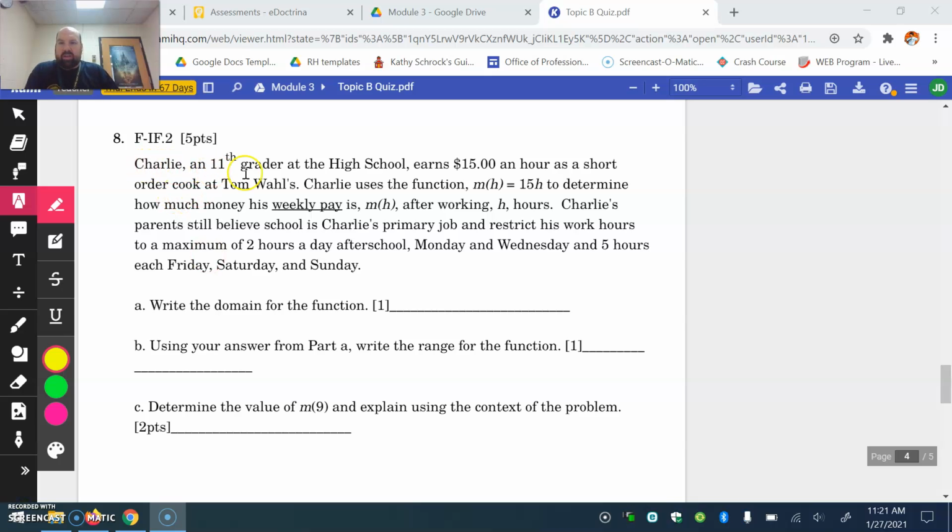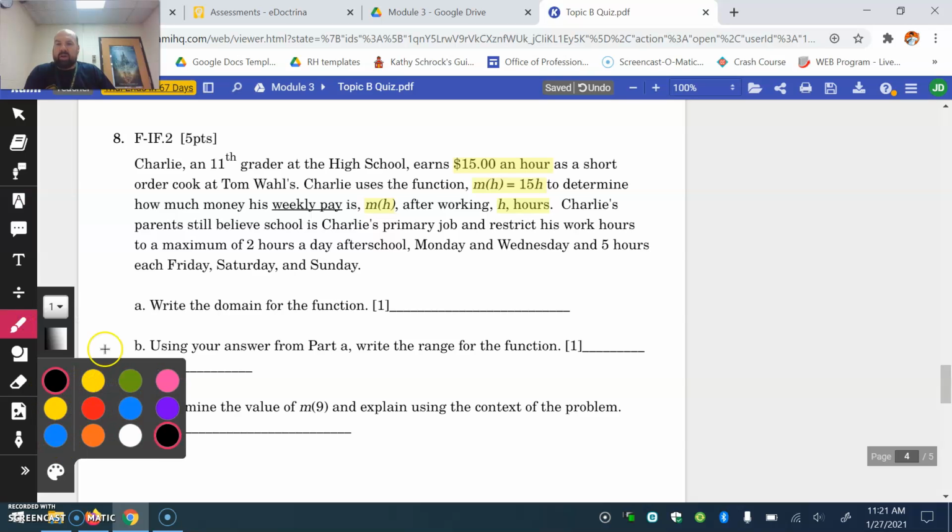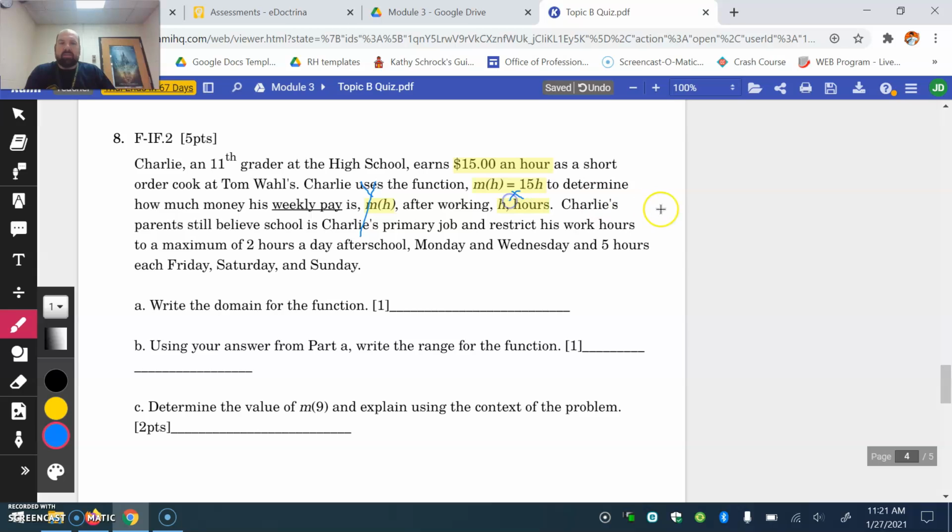Okay, question 8. Charlie, an 11th grader at the high school, earns $15 an hour as a short order cook at Tom Walls. Charlie uses the function m of h equals 15h to determine how much money his weekly pay is. So m of h, that's essentially like the y value, after working h hours. That's your x values. So I'm actually going to go ahead and write this in here. So m of h, those are your y's. h, that's your x. Okay.